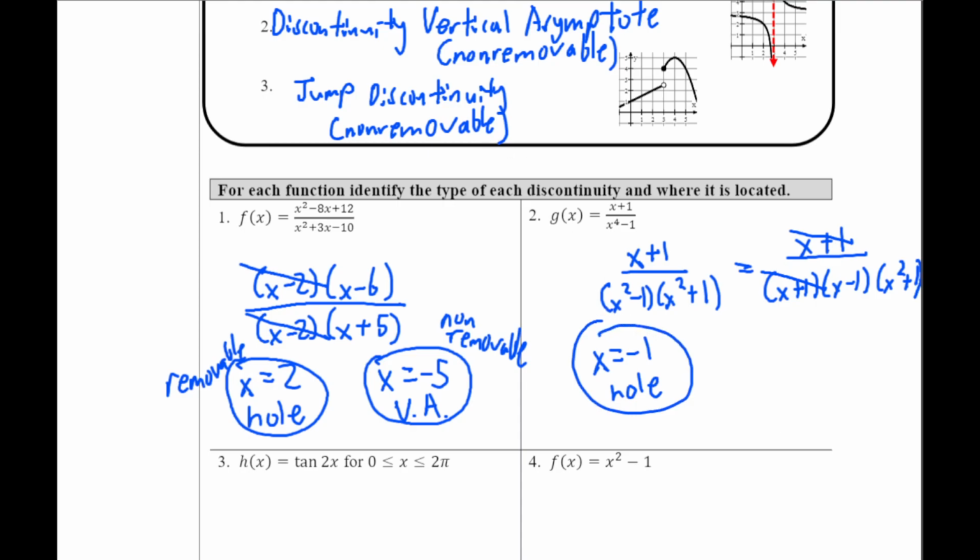And then you have a vertical asymptote at x equals 1, because when x is equal to 1, the bottom is 0, and the top is just a 1 remaining once you cancel the x plus 1s out. And x squared plus 1 can never be 0 because x squared is always positive. x squared cannot be negative 1. So there's just one vertical asymptote. Again, remember, x equals negative 1 is a removable hole, and x equals 1 is a non-removable vertical asymptote.